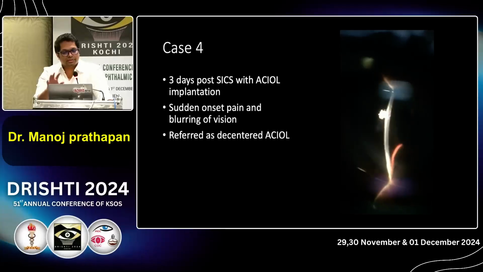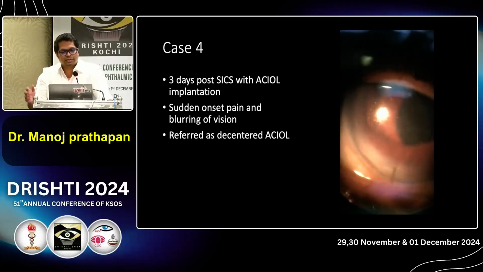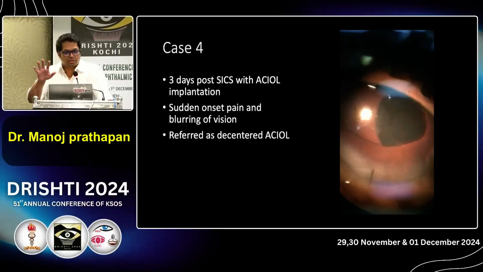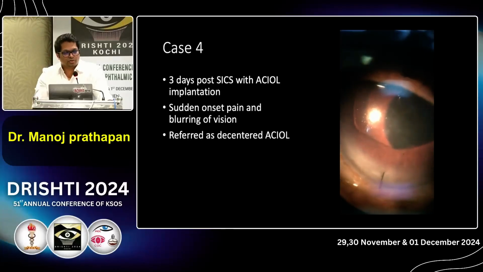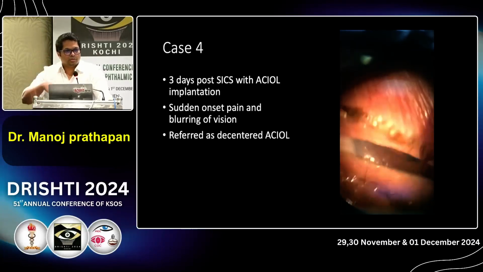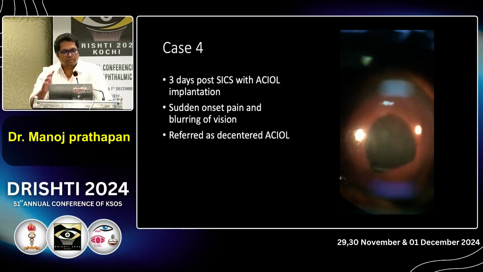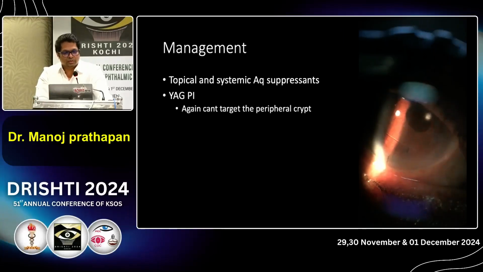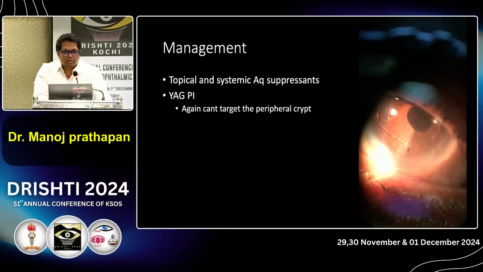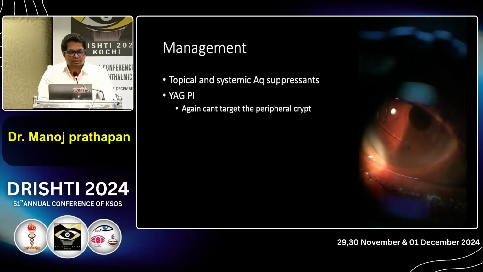So in some areas the iris is pushed backwards, and in some areas the iris is ballooned. This flat iris in some areas is because of the stretch offered by the haptics, so that area of iris cannot move forward. But in the opposite areas you will have iris bombe. So we just have to do a laser PI and immediately everything is settled. The IOL is in position.